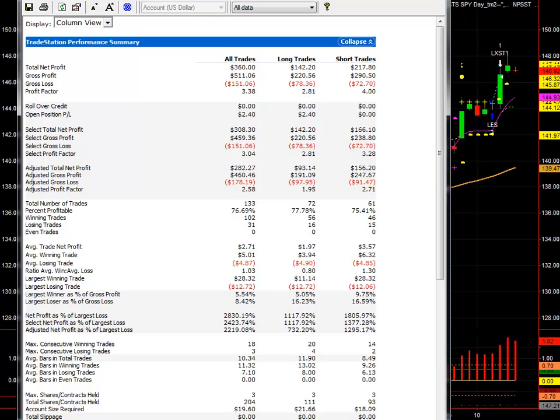A quick look at the performance report will reveal that this is a very profitable strategy. Over the last 5 years, it's won nearly 77% of its trades, and it's made $360 per share. And that's not even counting if you were trading options, which would have been even more profitable. Notice that it made $2.71 as an average overall trade profit. This is the expectancy, one of the most important numbers you want to look at when analyzing a trade plan. It also has a very high profit factor. Let's look at a few more.